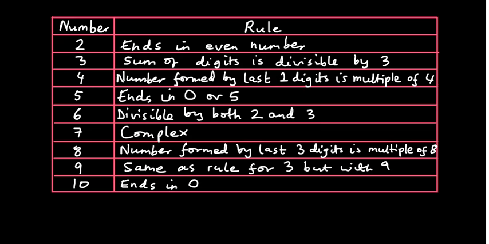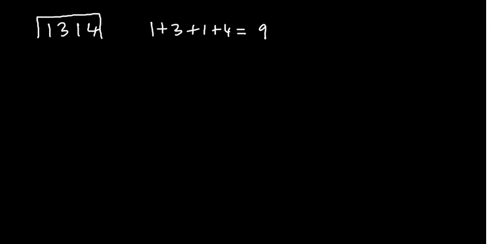Okay, what about divisibility by 3? So if the sum of digits is divisible by 3, then the number is also divisible by 3. For example, 1314. So the sum of the digits is 1 plus 3 plus 1 plus 4, and that's 9. And because 9 is divisible by 3, that means that this number is also divisible by 3.